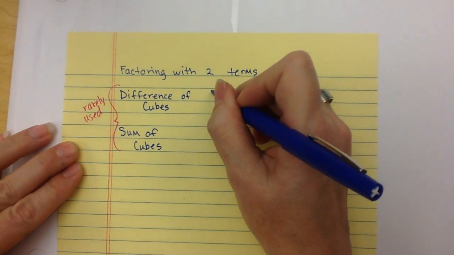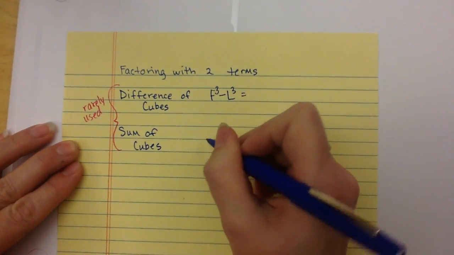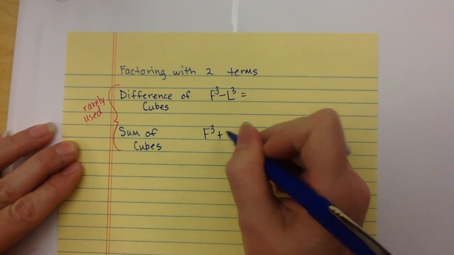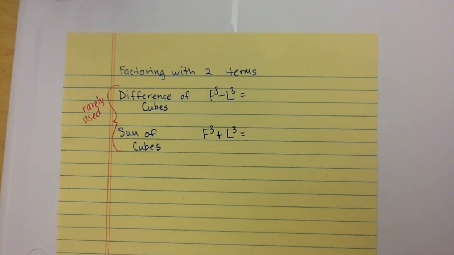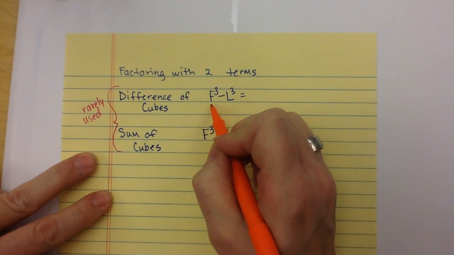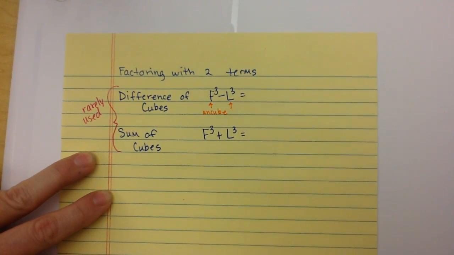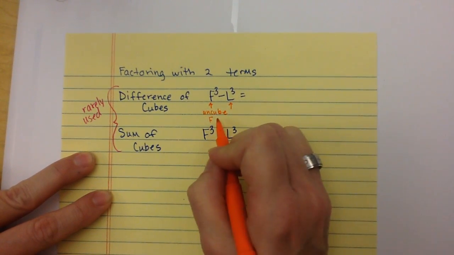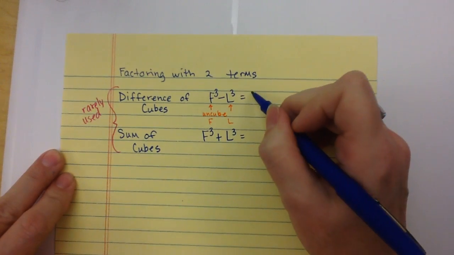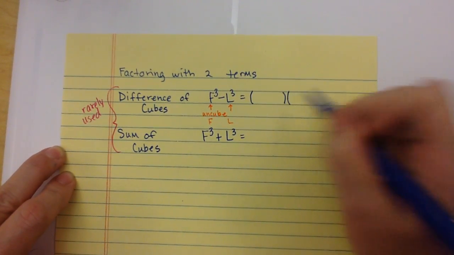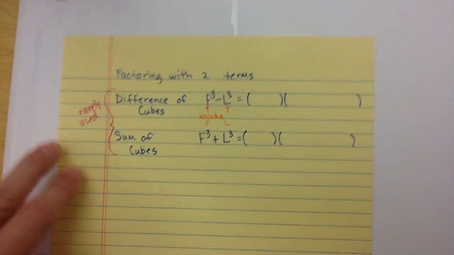Difference of cubes is when we have something that is cubed minus something else that is cubed. Sum of cubes is when we have something that is cubed plus something else that is cubed. So in each of these cases, what we're going to want to do is uncube each of these terms so that we figure out what F is and what L is. And then that's what we're going to use in our formula. Both formulas start with a binomial, and then they have times a trinomial. So we have 2 terms times 3 terms.